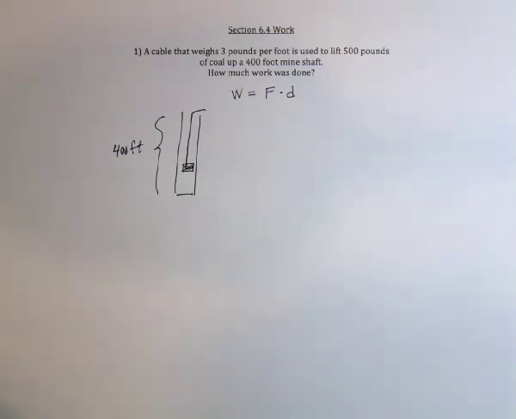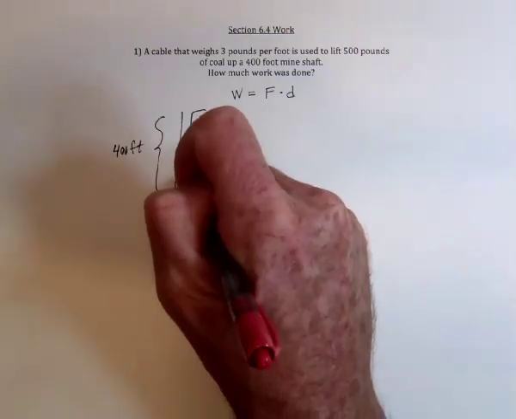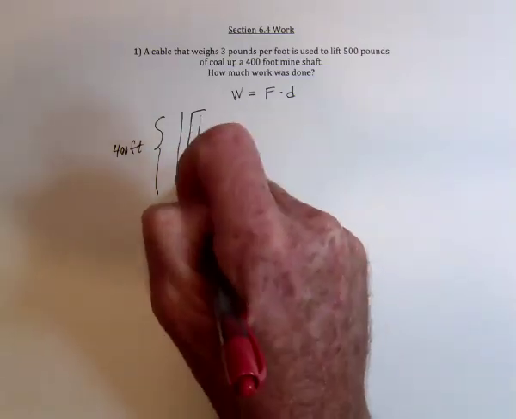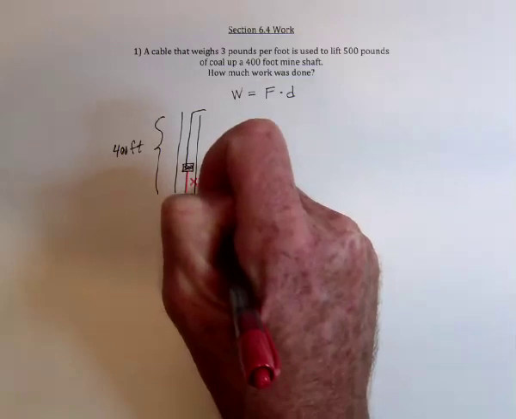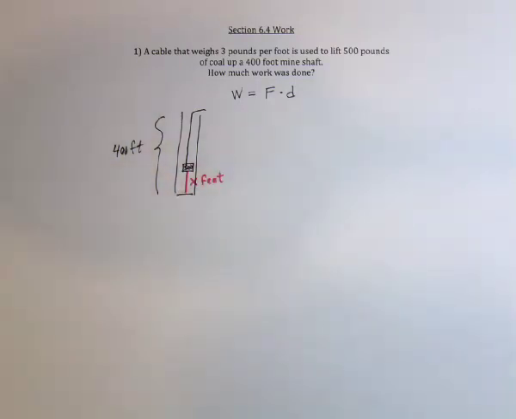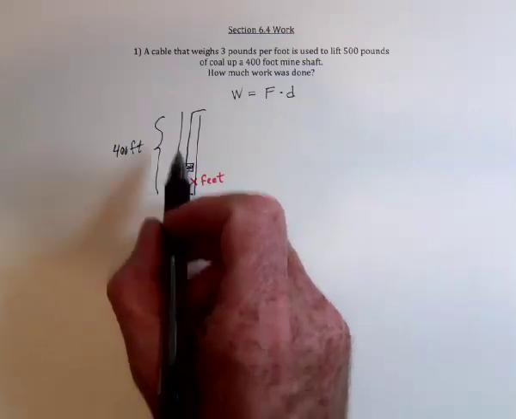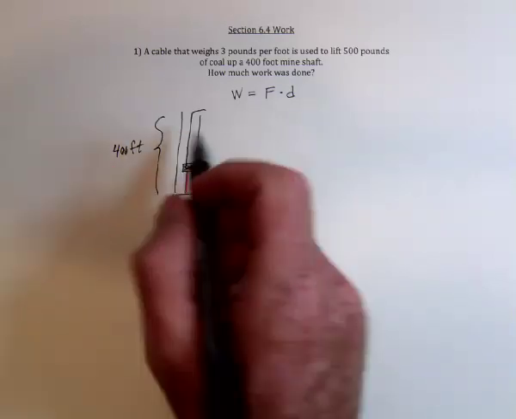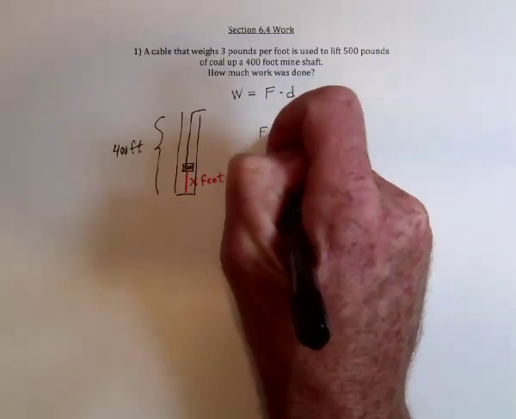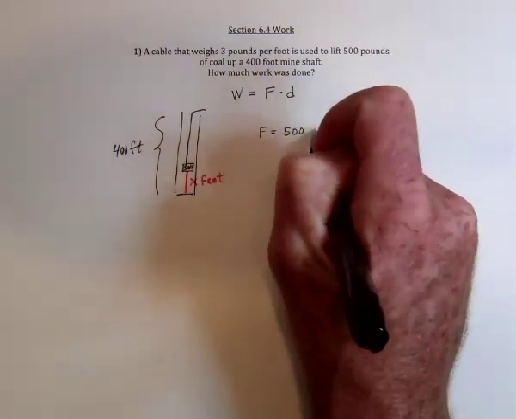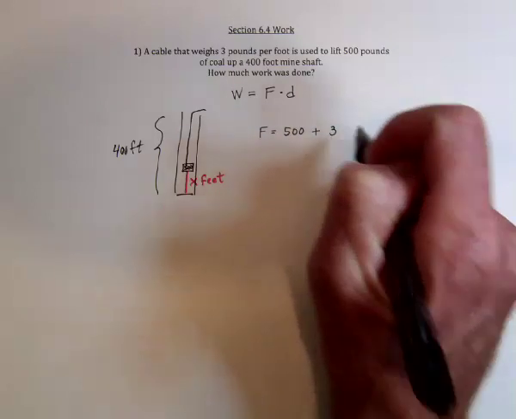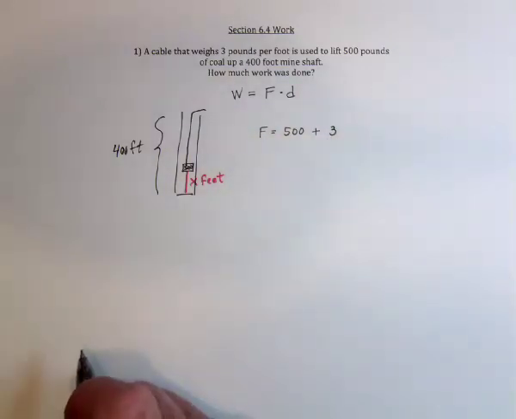So let's say that at some given time, this thing has been lifted by X feet, where of course X is going to range from 0 at the beginning to 400 when it gets to the top. Well, then the amount of force is going to be the 500 pounds plus the weight of the cable. So the force is going to be 500 pounds always plus 3 pounds per foot, and then how many feet?